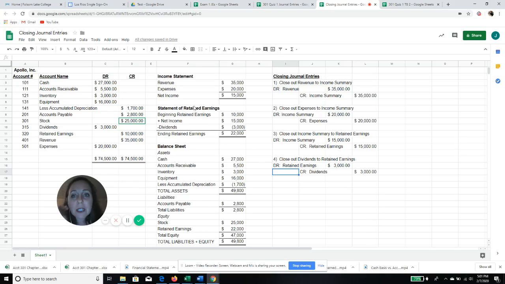Okay. One last thing to point out. If you look at our statement of retained earnings, we have beginning retained earnings, which we carried forward from last year, plus net income. That's the $15,000 that we credited to retained earnings. Retained earnings is an equity account, and so we increase it with a credit, and we did exactly that. Then we're going to decrease retained earnings by $3,000. We debited retained earnings because retained earnings has a natural credit balance. The debit decreased retained earnings, which is exactly what we did here. And that gives us our ending retained earnings of $22,000.